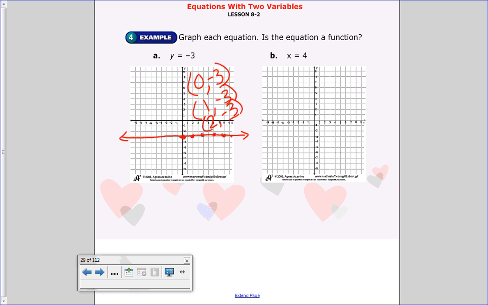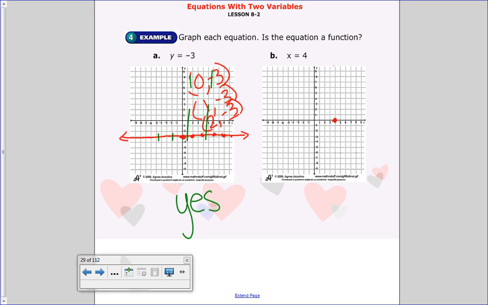Okay, and then we take a look, is this considered a function? Well, yes, because if I did the vertical line test, it only crosses through one point at once. So yes, it's a function. And again, I just made those green lines to show you that it only crosses through at that one point. There we go. So same with b here, x equals 4. Well, if it's x, that means it's on the x-axis, and I find 4.